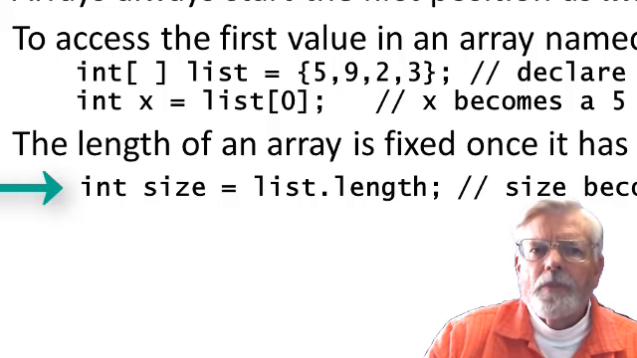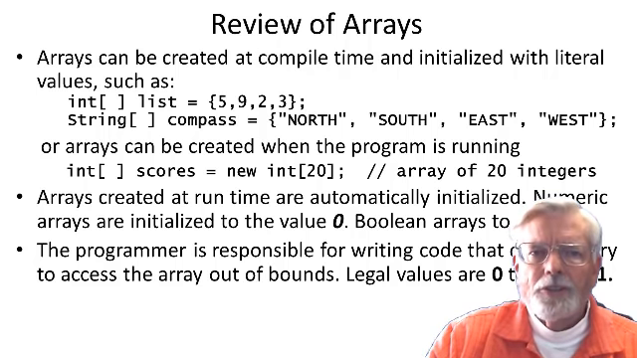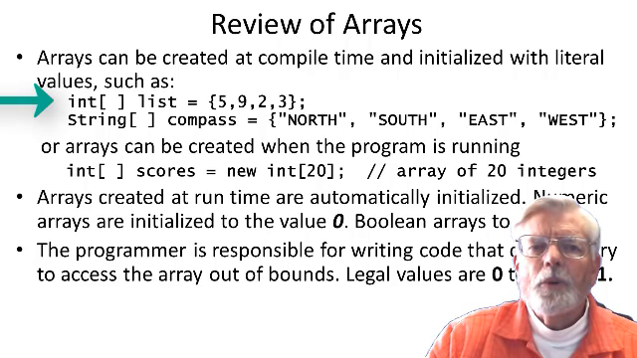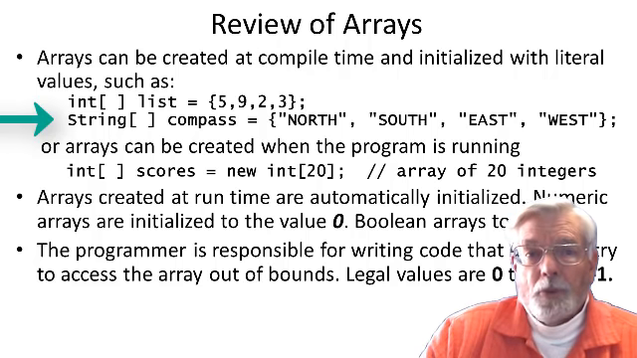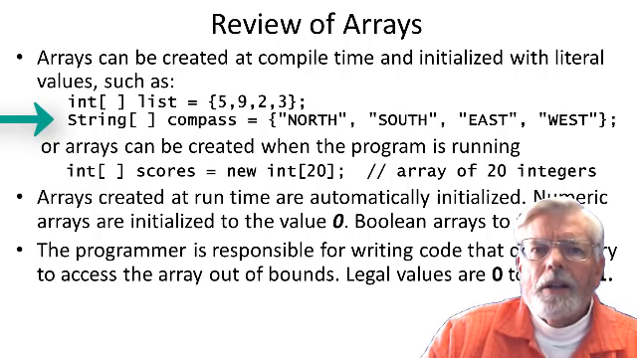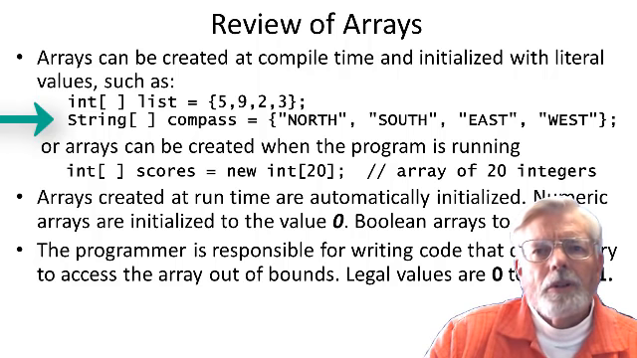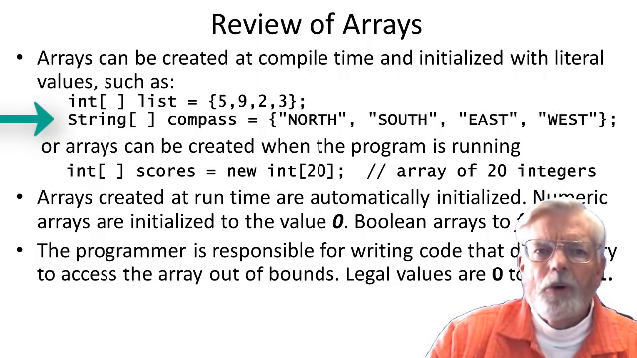Size becomes a 4. Arrays can be created at compile time and initialized with literal values such as int[] list = {5, 9, 2, 3}; String[] compass = {"north", "south", "east", "west"}; All of the strings are in quotes.